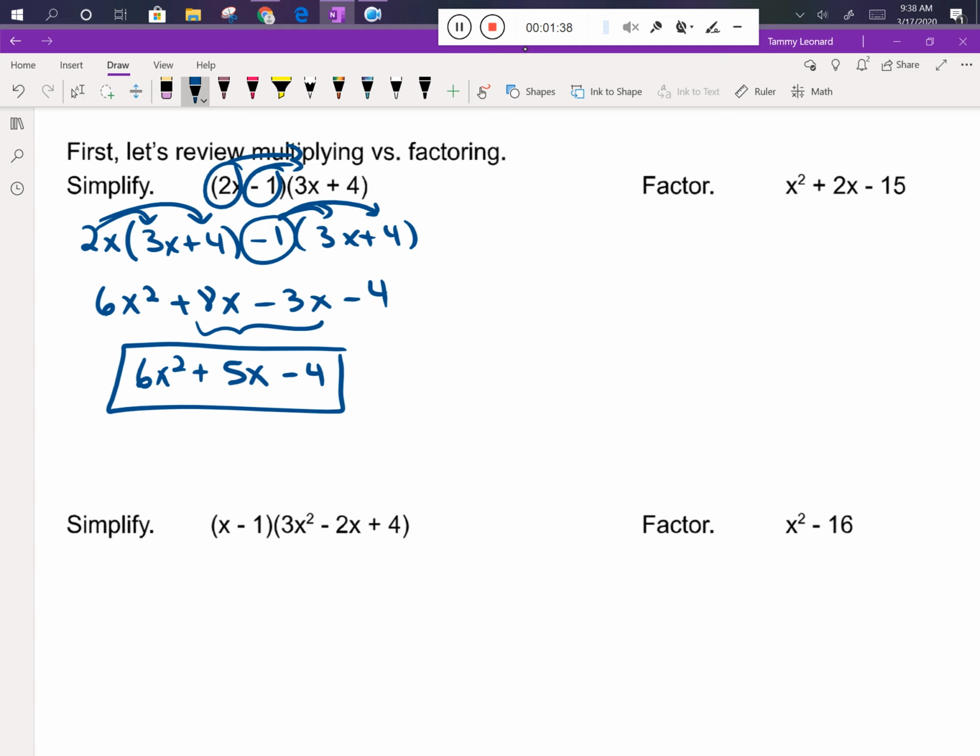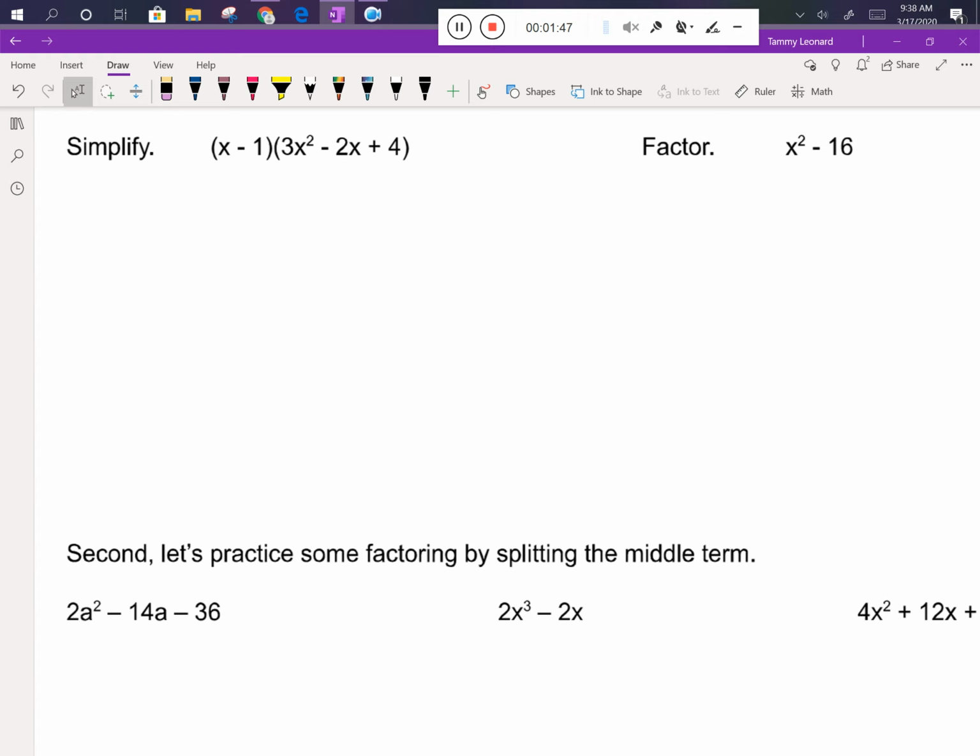All right, right below that, you see another multiplication problem. It says simplify x minus 1 times 3x squared minus 2x plus 4. Push pause, take a minute to do that problem out, and then when you're ready to check your work against my work, go ahead and push play.